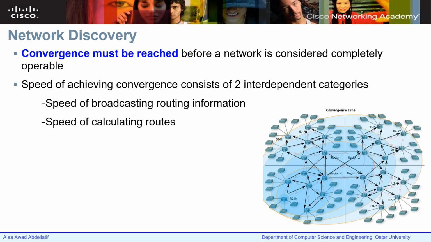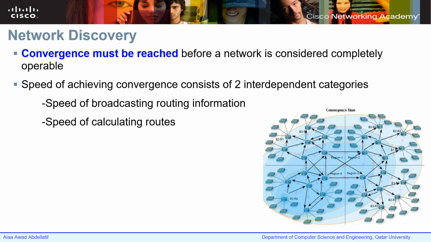Because to reach convergence, what do we need? We need to exchange information until we build the routing table, and we need to calculate the best path. But to reach convergence, I have to exchange this information very fast. This is the speed of broadcasting, or speed of exchanging updates. And after exchanging updates, I need to calculate the best route very fast.